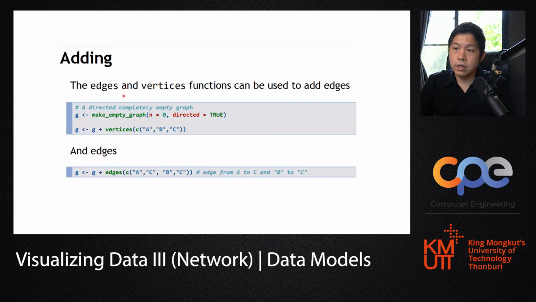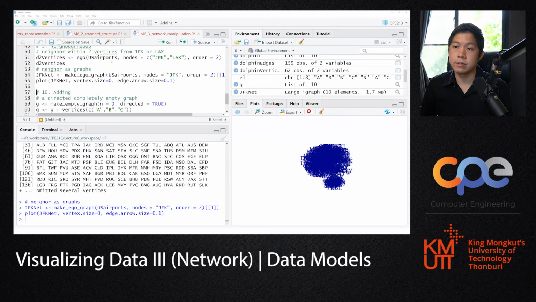Another manipulation: not just attributes that you can add, but also vertices and edges. You can manipulate them by adding a list of vertices. Vertices is used to create vertices, and edges is used to create edges, part of the graph. Then you can add them. This is the empty graph. For this one, I'm adding the vertices A, B, C, and then adding edges A to C, B to C. And then let's plot and see the result.